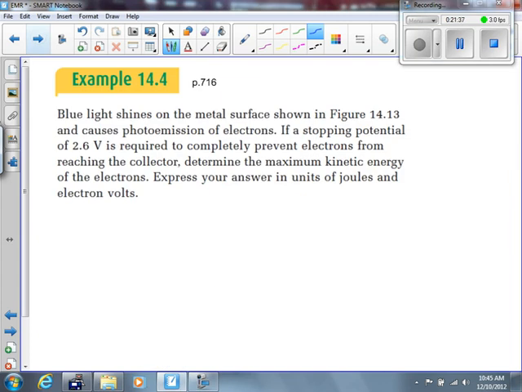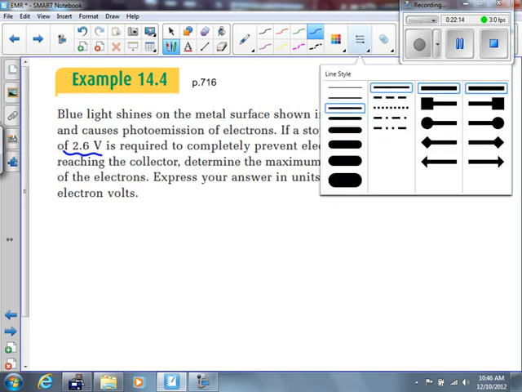All right, let's take a look at our first sample problem for the day, our first of 3 sample problems for the day. Blue light shines on a metal surface shown in figure 14.13. I don't even care about the diagram. It causes electrons to be ejected. The photo emission of electrons, the ejection of electrons. If a stopping potential of 2.6 volts is required to completely prevent electrons from reaching the collector, in other words, this potential difference is required to stop the electrons. And we want to determine the maximum kinetic energy of the electrons. We want to express the answer in both joules and electron volts.